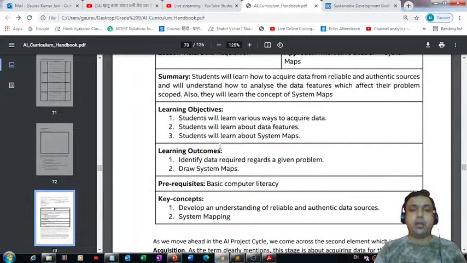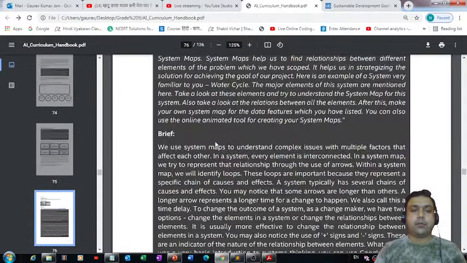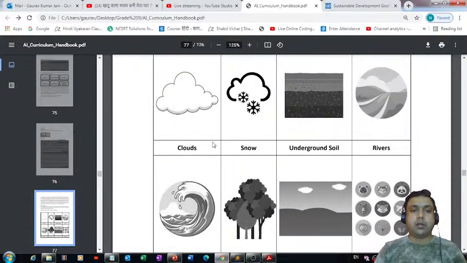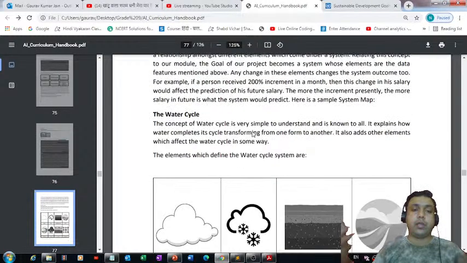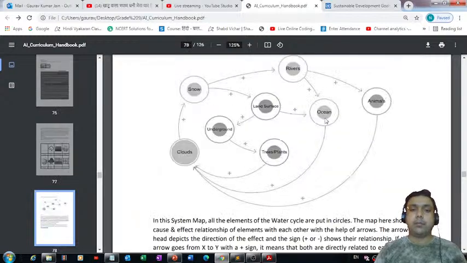Remember this thing. Okay, after identifying all the parameters, what you will do, just a second, let me first tell you what we exactly do in data acquisition. Suppose you are making an artificially intelligent machine for the water cycle. You will take into consideration all these parameters, all these data features, on which the water cycle depends directly or indirectly, and then you will create a system map. This is called a system map. What is a system map? It is a diagrammatic representation which tells us about the relationship between the different data features we have identified in the data acquisition stage.